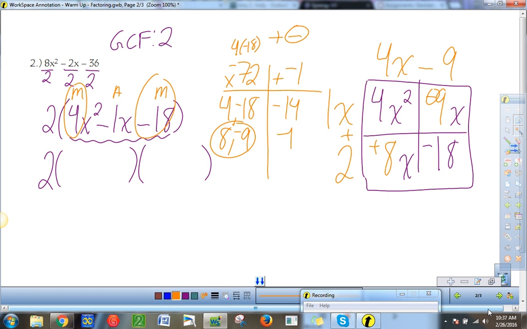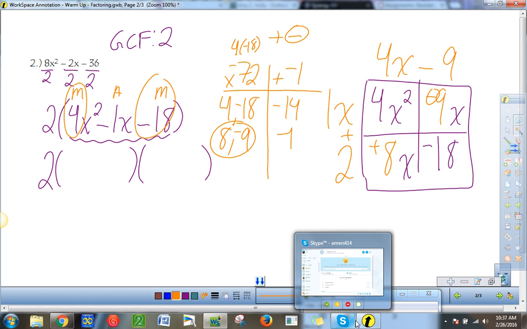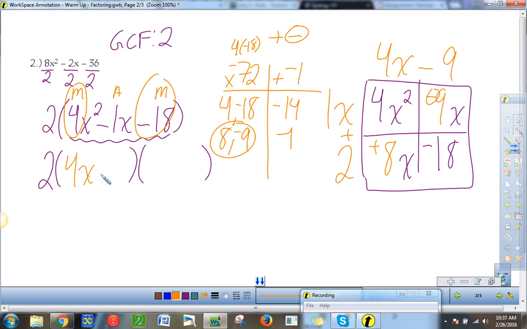Okay. So then what do I put over here? 4x minus 9 is one of them. And then x plus 2 is the other one. I got it right there. Cool?